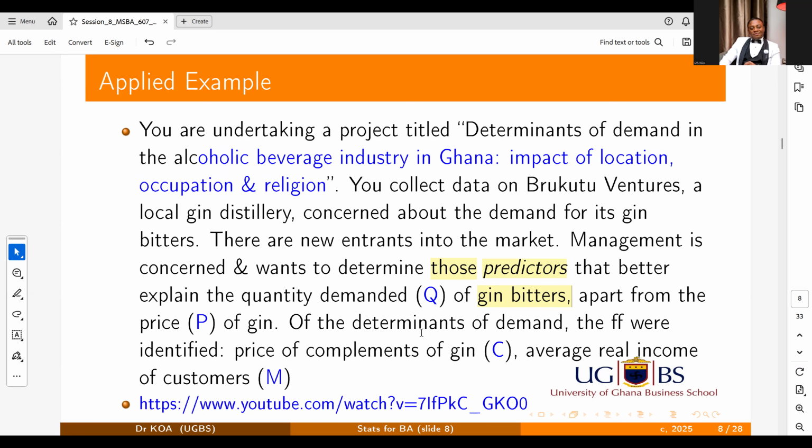A complement is something that goes hand in hand with another one. It's a good that is used in conjunction with another good. So for example, your left and your right shoes are perfect complements. We normally say that your gari and sugar are complements, even though some people can chew them. Which other complement of gin would you think about?